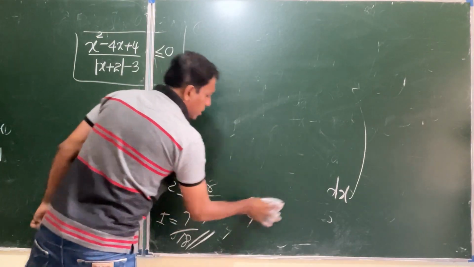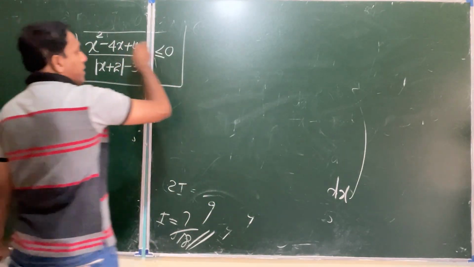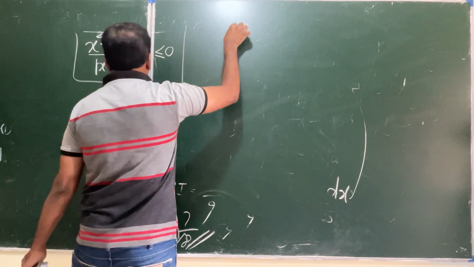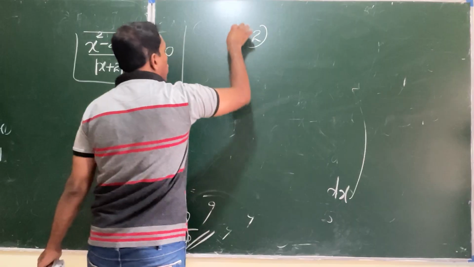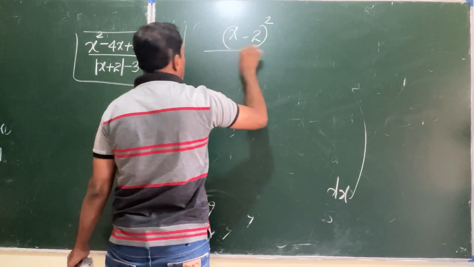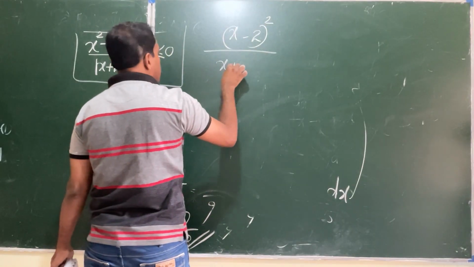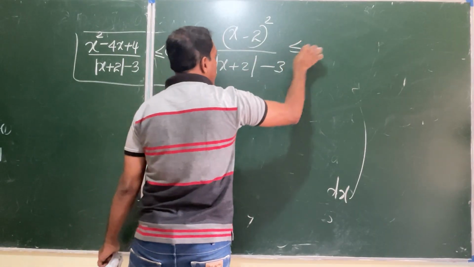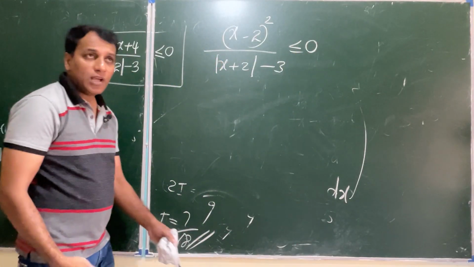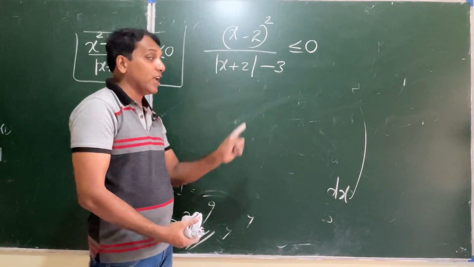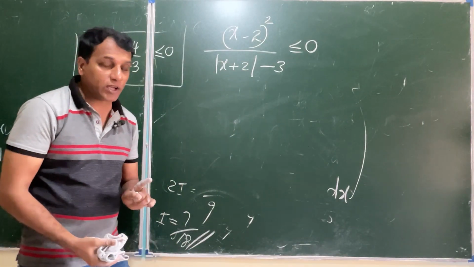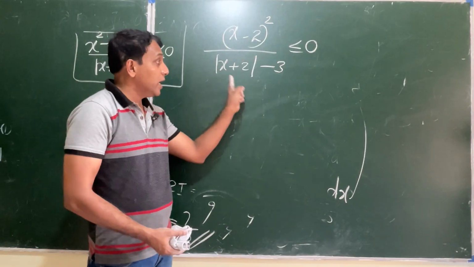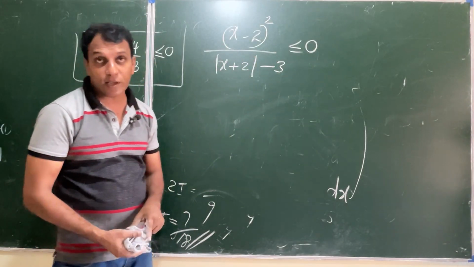Okay, you see the above one I wrote; we can factorize by completing the square: (x minus 2) all squared, over modulus of x plus 2, minus 3, less than or equal to 0, right? In a fraction, the denominator never becomes 0. If it does, we call it an indeterminate form; it becomes infinity. Therefore, the denominator is never 0, right?